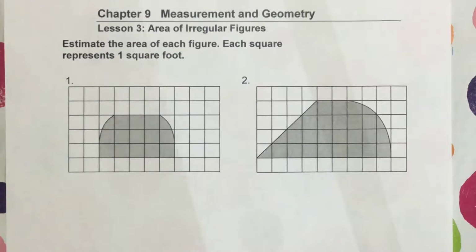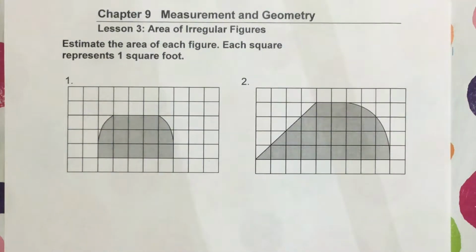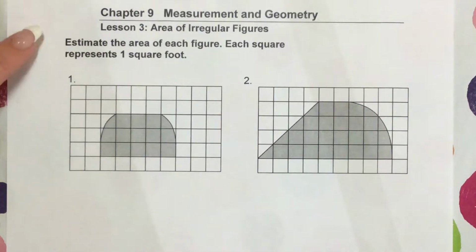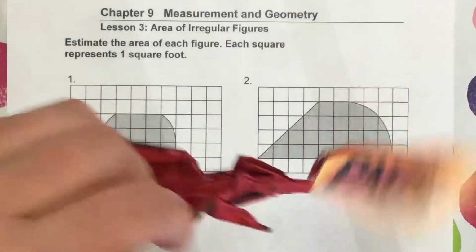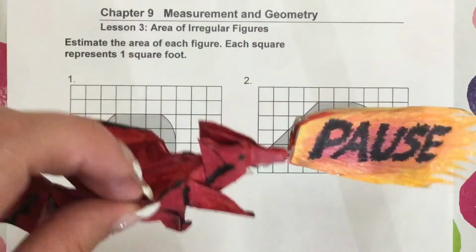So we already went over some problems. I want you to go ahead and try to figure out 1 and 2 on your own. We are estimating the area of each figure. Each square represents 1 square foot. So go ahead and pause your device, work out problems 1 and 2. When you get done, press play and we'll talk about it. All right, see you in a bit.